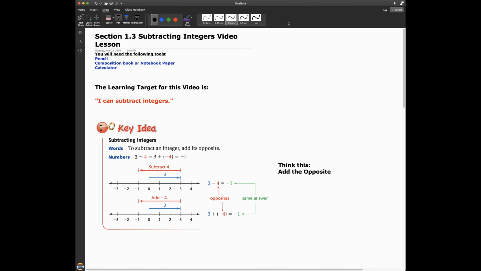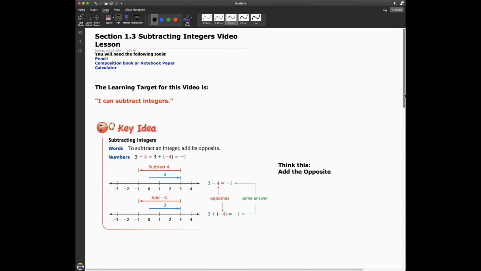Subtracting integers. That is today's topic. How do we subtract integers? We've learned how to add them, and it turns out if you become really good at adding integers, then you will be amazing at subtracting them. All right, so you'll need the following tools: pencil, composition book, or notebook paper. And the learning target for this video lesson is I can subtract integers.